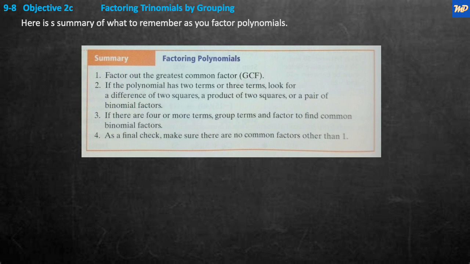Then, if there are 4 or more terms, group the terms and factor to find common binomial factoring. We just did that in the previous slides, where we grouped them and then factored common factors out of the smaller group. And as a final check, make sure that there are no common factors other than 1. So as you're coming down looking for common factors, there's still not one hanging around. You can get them all, is what they want you to do. Okay?